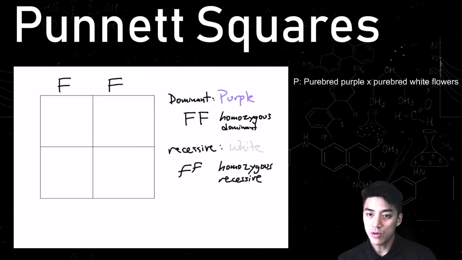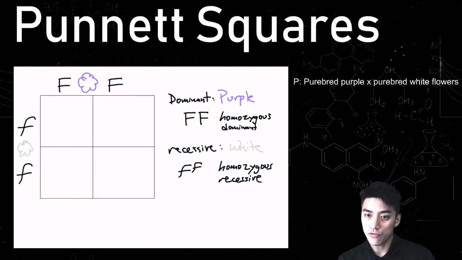So along the top, we want to place the first parent, so big F, and remember, this parent would appear purple in color. It would have purple flowers. And the other parent would be little f. It's homozygous recessive, which means it would appear white in color. It would have white flowers. And now this is how you do a Punnett cross.